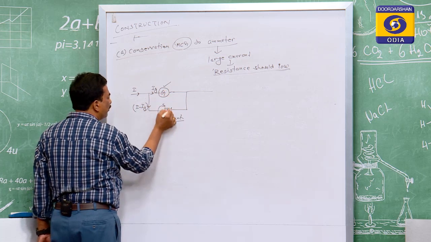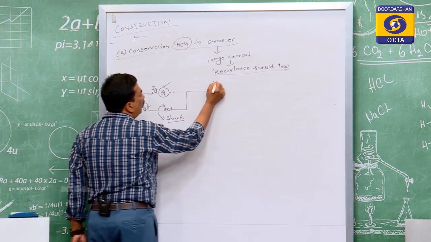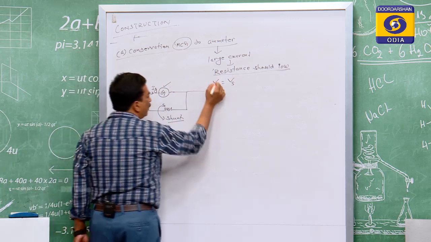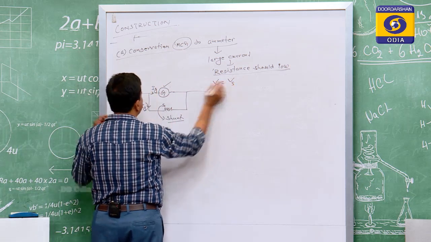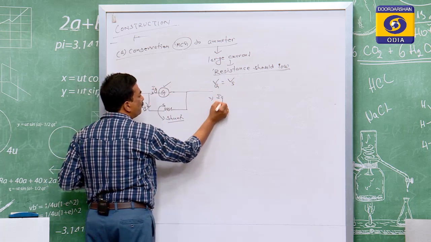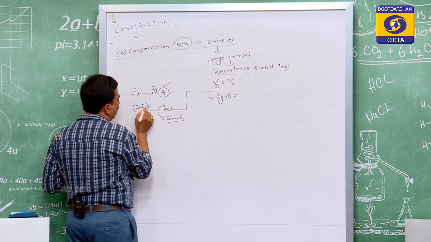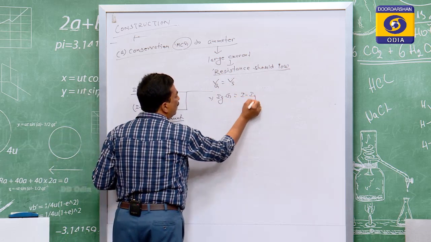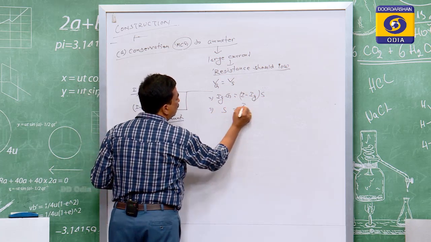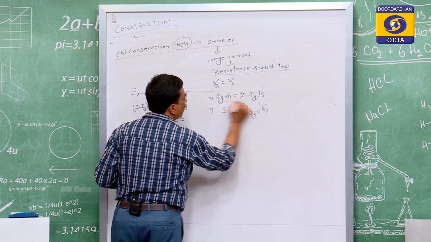Since it is connected with the galvanometer in parallel, both must have the same voltage. The voltage of the galvanometer and the voltage of the shunt must be the same. Voltage is V equals IR. For the galvanometer, Vg equals Ig times G. For the shunt, Vs equals I minus Ig times S. So S equals Ig divided by I minus Ig, multiplied by G.